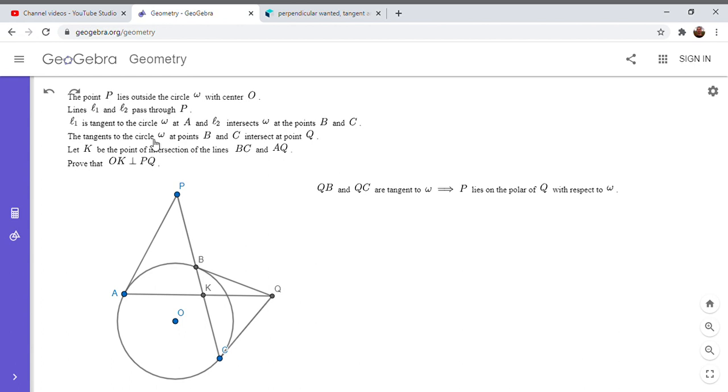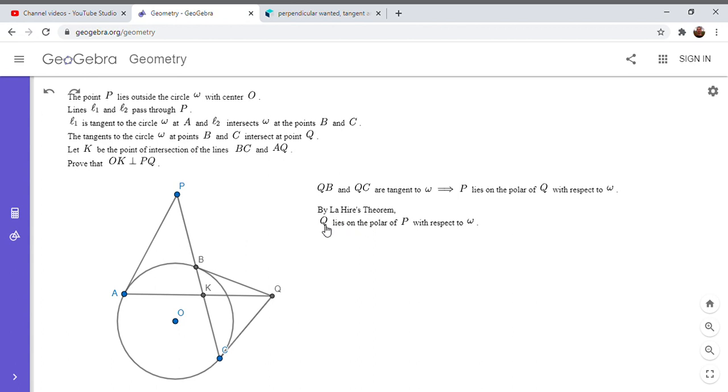So I'm going to write this out. So QB and QC are both tangent to omega. So line BC is the polar of Q with respect to omega, and P lies on that line. Okay. So then by La Hire's theorem, if P lies on the polar of Q, then Q also has to lie on the polar of P. So if I draw the two tangents from P to the circle, Q would have to lie on the line connecting them. And so I'm going to label this point D.